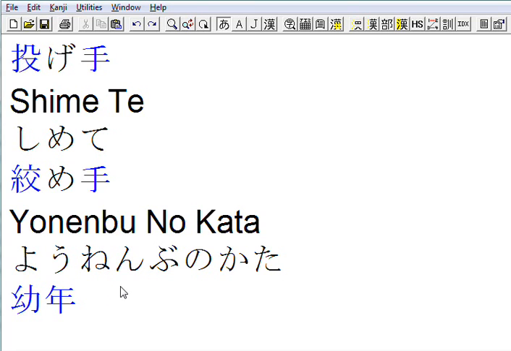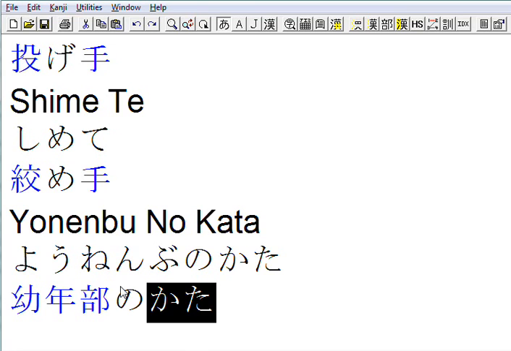Okay, so yonen bu, and bu is that character. The no, I'm going to just leave as a hiragana for now. And then kata, we're going to not use that one. That was kata like in kata te. We're going to use this one. Okay. So let's go through and look at this and see what's going on here.